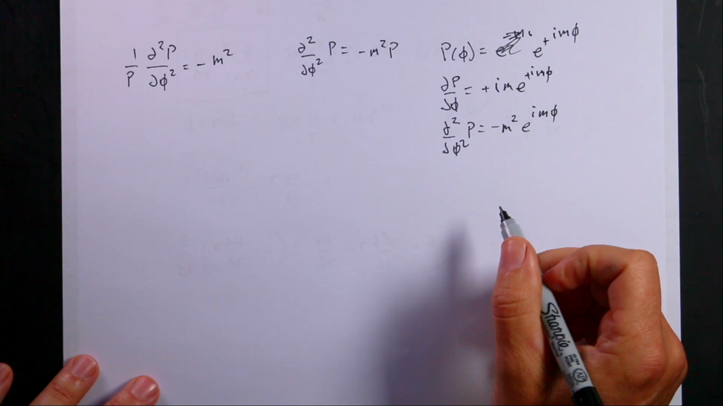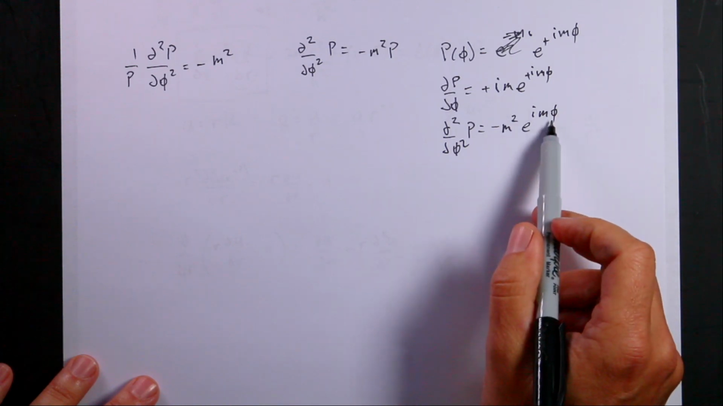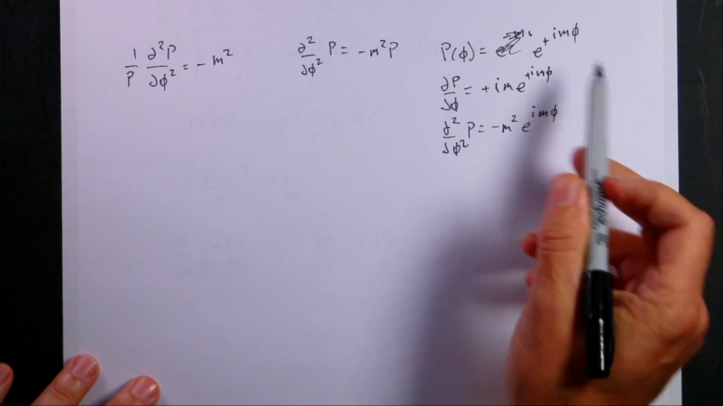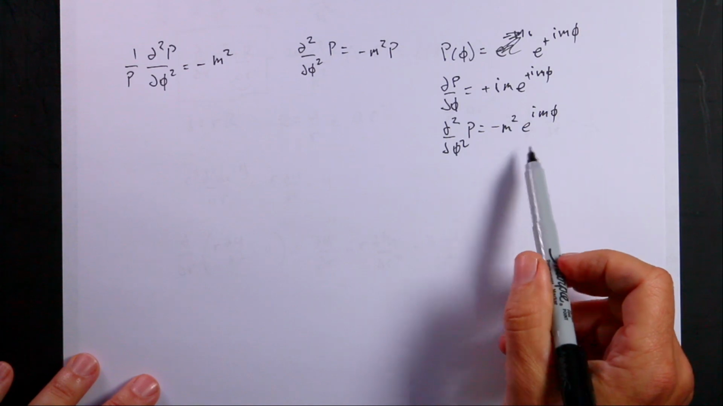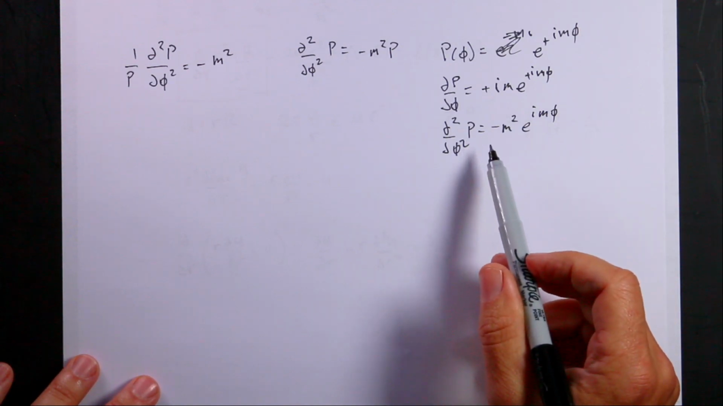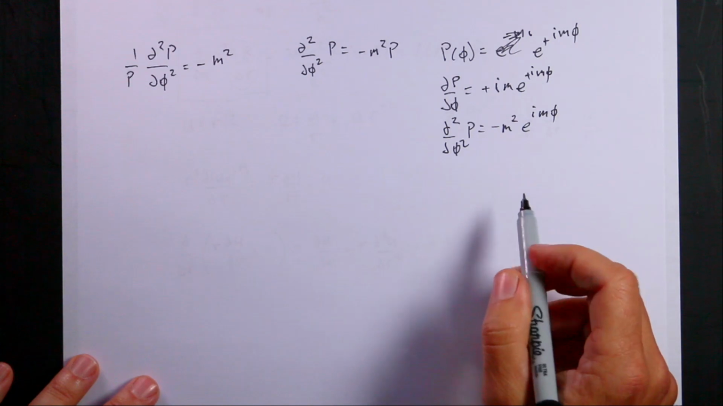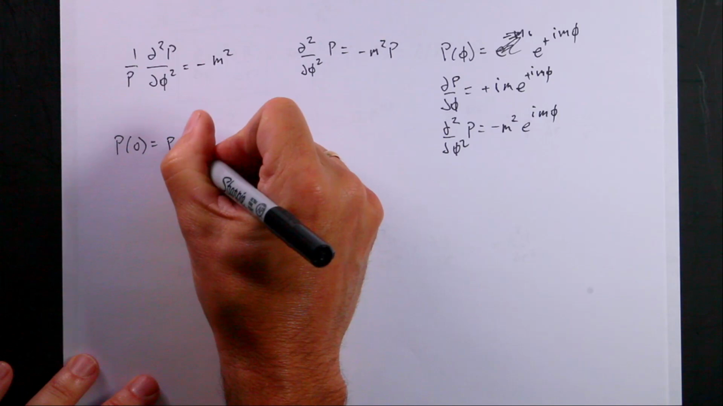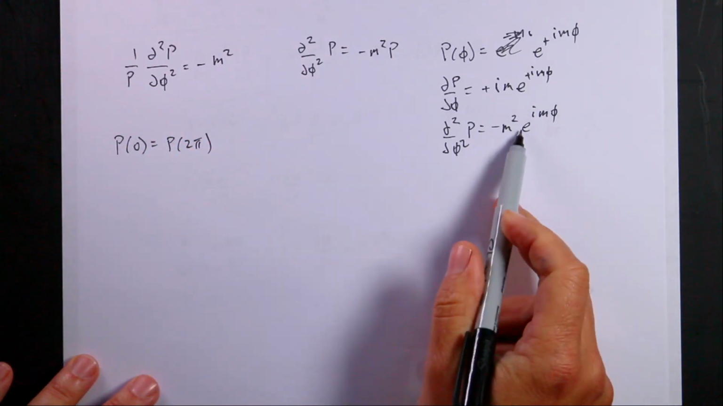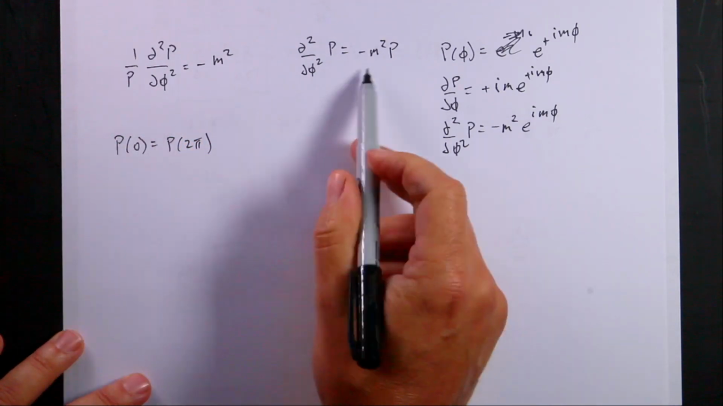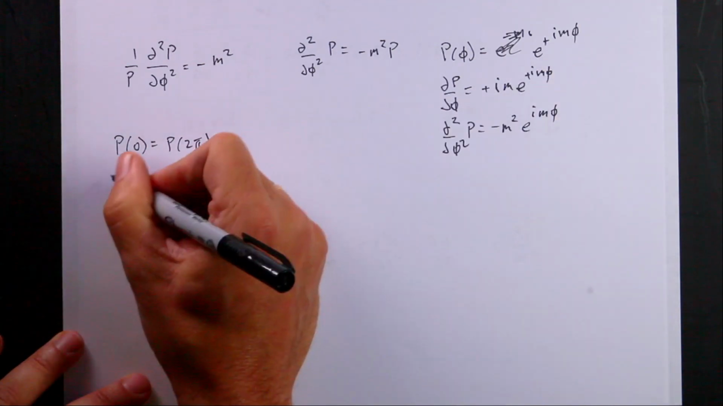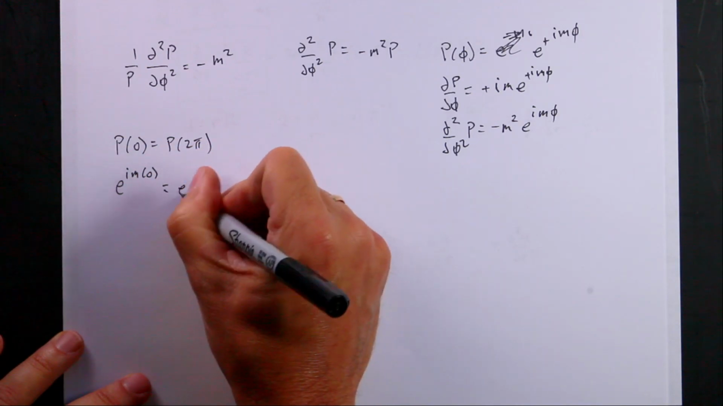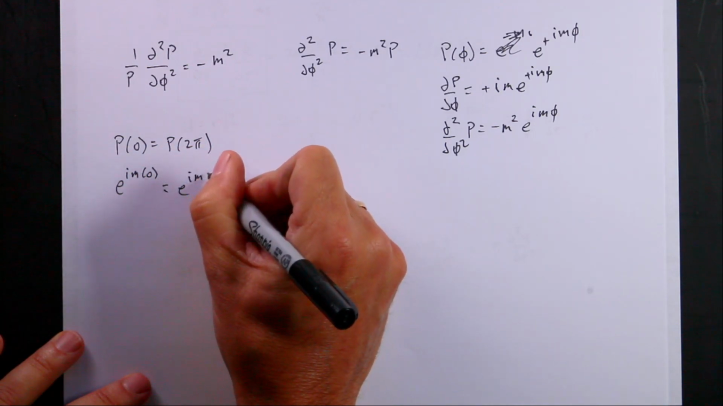But in spherical coordinates, phi goes from 0 to 2 pi. So if I start at phi equal to 0 and go all the way around to phi equal to 2 pi, I should have the same function. I can't have a different function at the same value of phi. So let's say phi of 0 equals phi of 2 pi. Let's put that in over here. So I get e to the i m times 0 equals e to the i m times 2 pi.